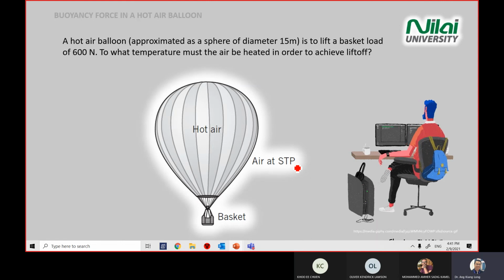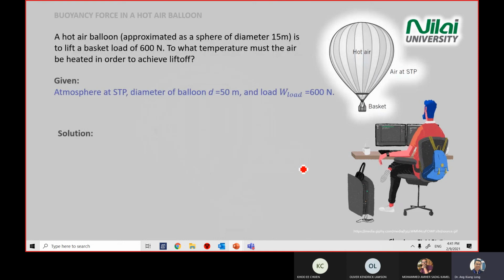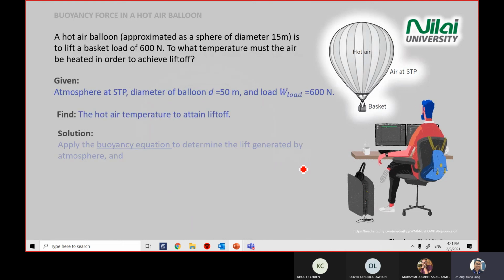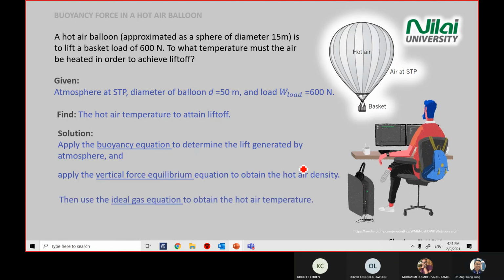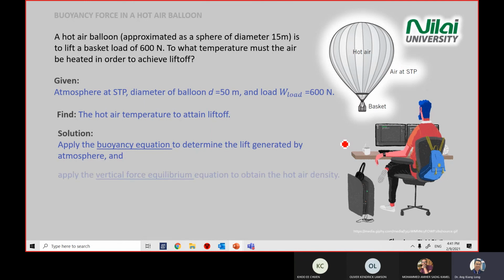So your air is at standard temperature and pressure. This solution is to apply the buoyancy equation. The buoyancy equation is quite simple. It is rho G times the volume displaced. And we will need a free body diagram to explain the equivalence of forces acting on the body.